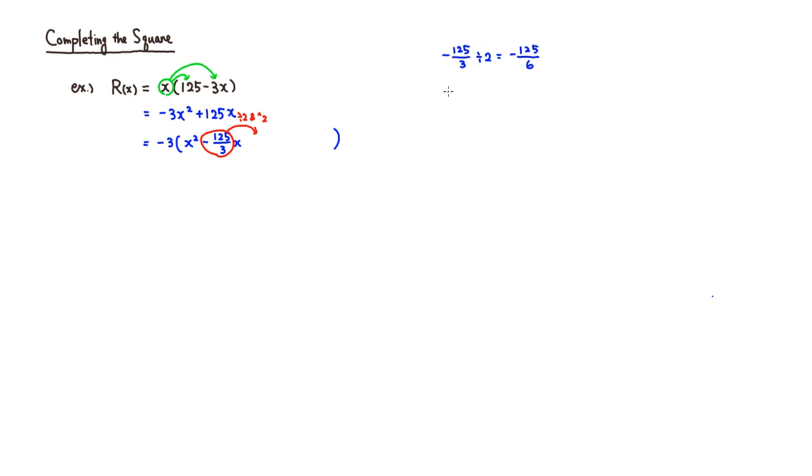Then we need to square this, so you have negative 125 over 6, squared. A negative squared is going to be positive, so the negative sign is gone. 6 times 6 is 36.